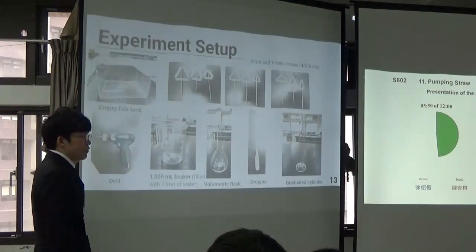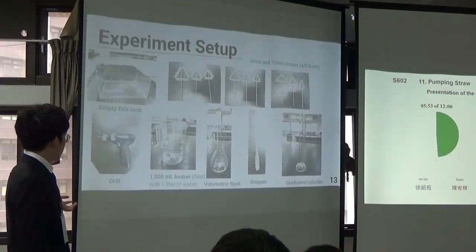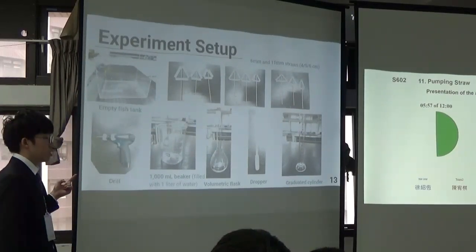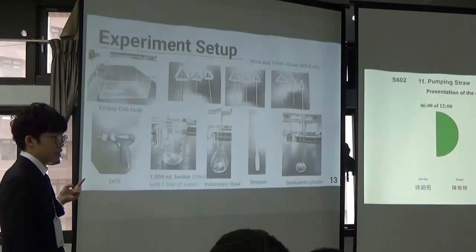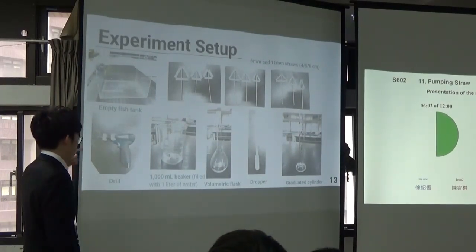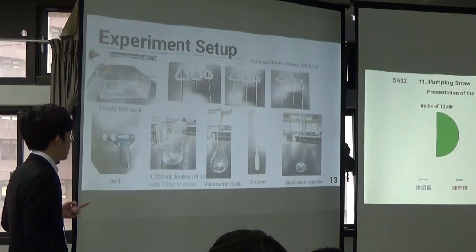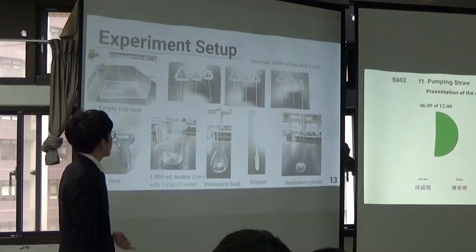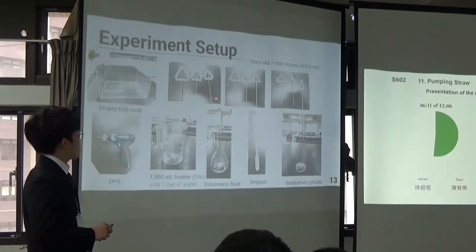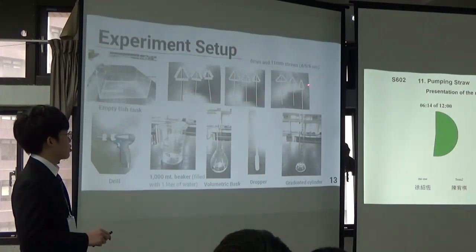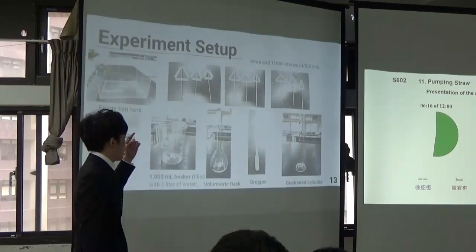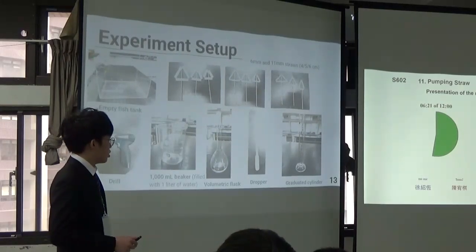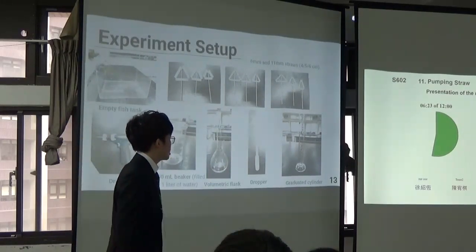And next, I would like to introduce our experiment setup. The first one is the empty fish tank to collect the water. The second one is a drill with the angular velocity of 105 radians per second, or 1,000 revolutions per minute. And this is a 1 liter beaker with 1 liter of water. And all these three pictures are the straw pumps that we're going to test in our experiments. And the next ones are the volumetric flask to determine the accurate volume, the dropper, and also the graduated cylinder.